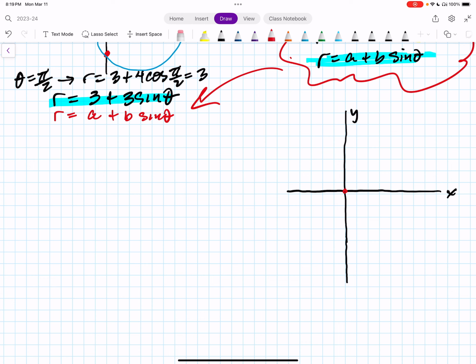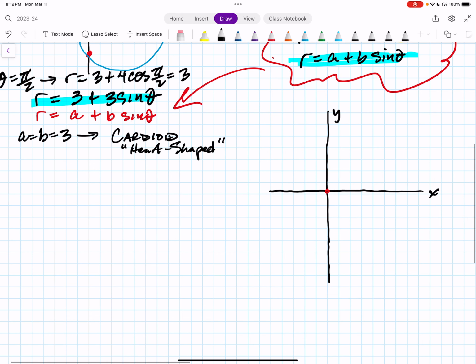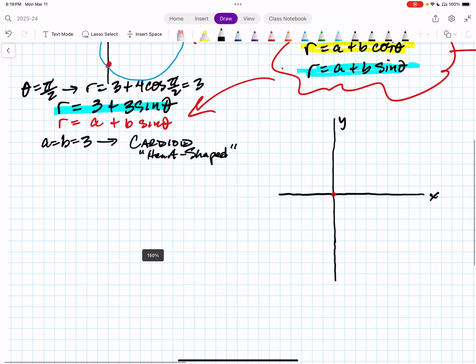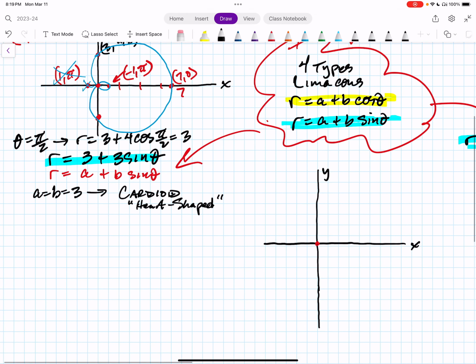And notice A and B are both 3. A equals B, which equals 3. And when A and B are the same, you have a cardioid. Cardioid is a special name for a heart-shaped function. Heart-shaped, that's where the name comes from. So we should expect a polar function to look like a cardioid, not with the inner loop.